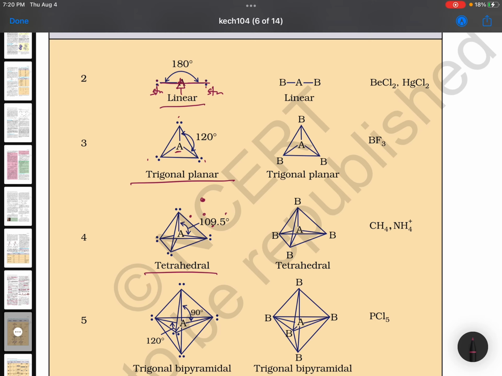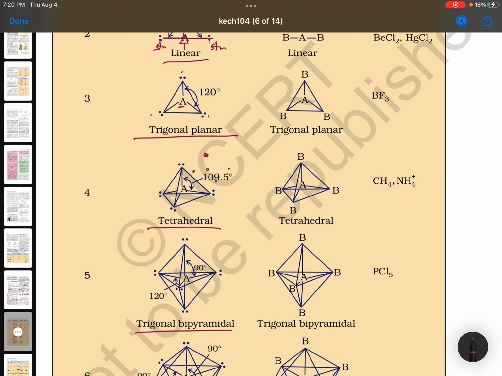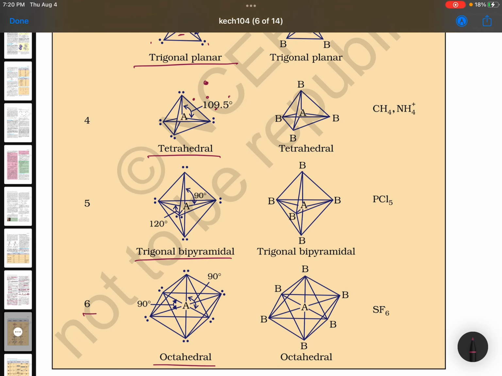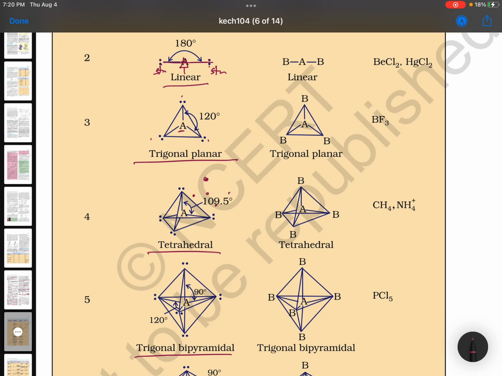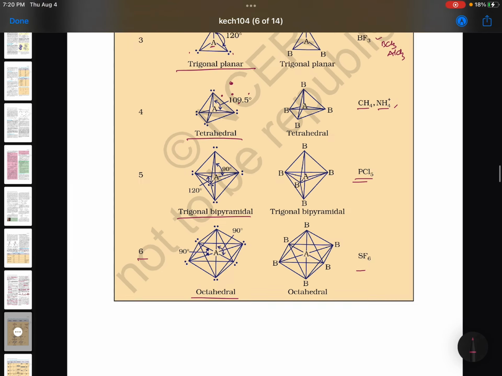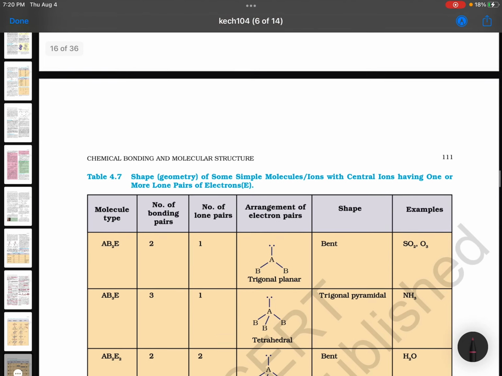It is trigonal planar, 2 linear, 5 trigonal bipyramidal, 6 is octahedral. Okay, examples are mentioned here, BeCl2, HgCl2. If you want, you can add more, CO2, C2H2 type, BF3, BCl3, AlCl3, CH4, NH4 plus, PCl5 and here SF6. These are the best examples where there are no lone pairs.